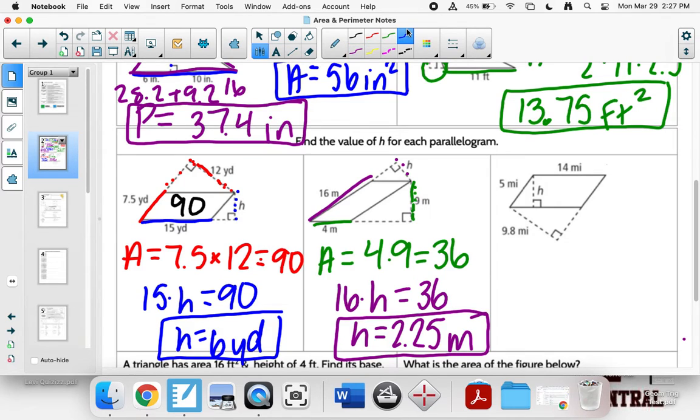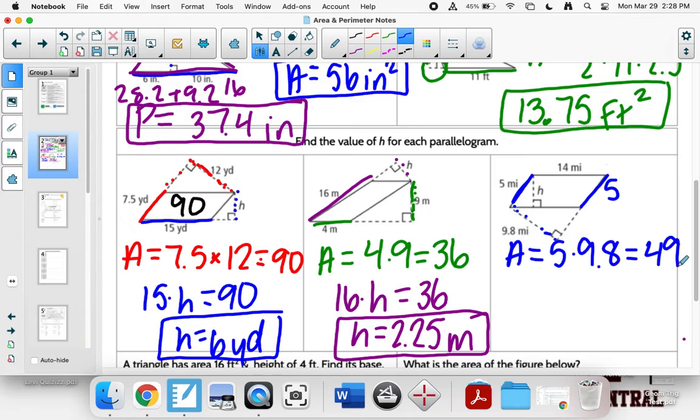Which base and height pair are both numbers here? 5 and 9.8. Yeah. It initially looks like we don't know what this is that makes a right angle with it, but we know in parallelograms that those two are the same opposite sides. So our area, you said 5 times 9.8. And how much does that give me? 49. 49 even? Yeah. Okay.